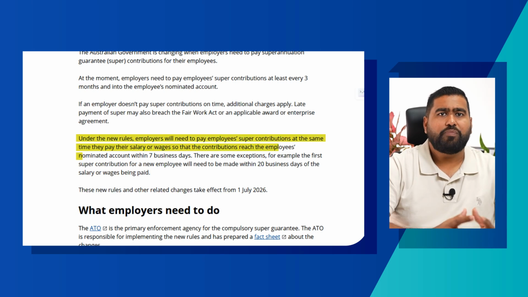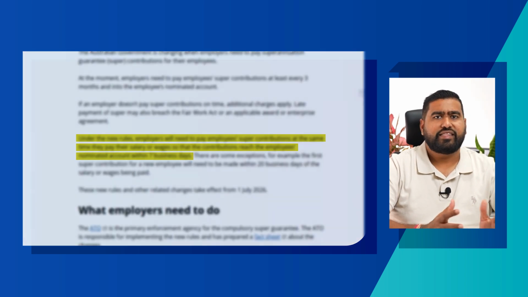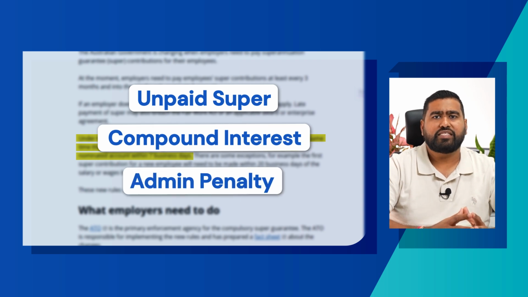From that date, super has to hit your employee's fund within 7 days of every payday. Miss one, and the superannuation guarantee charge kicks in automatically. That's the unpaid super plus interest compounding daily plus an admin penalty on top. And the ATO doesn't need to audit you. Single touch payroll means they see every pay run in real time.